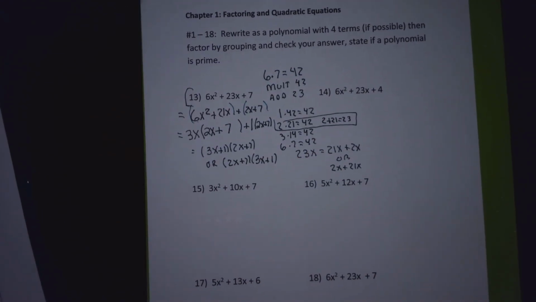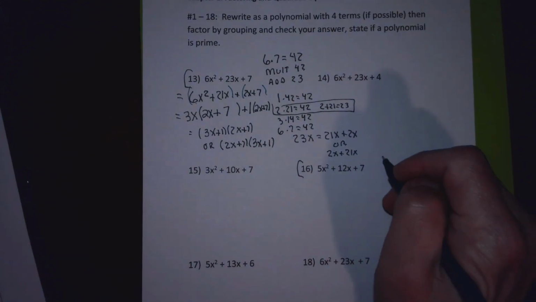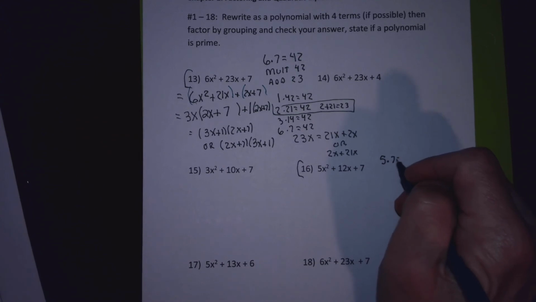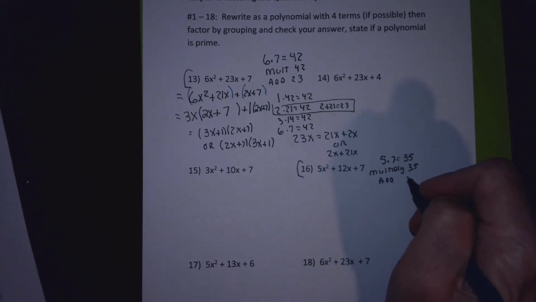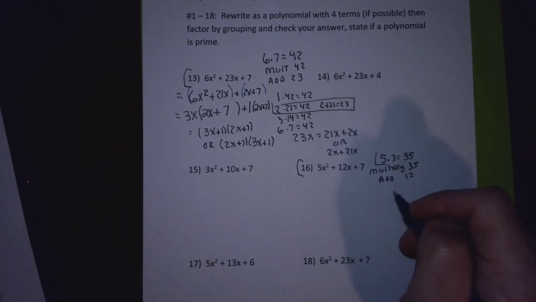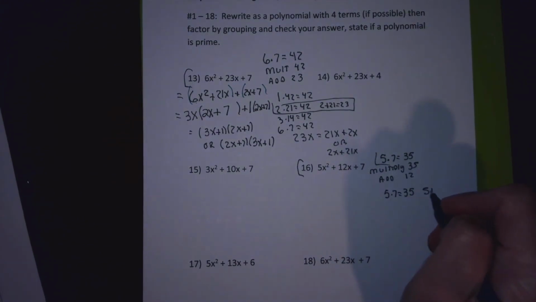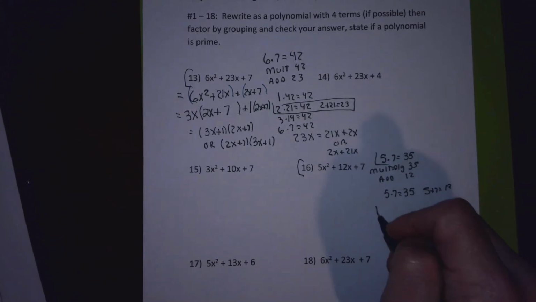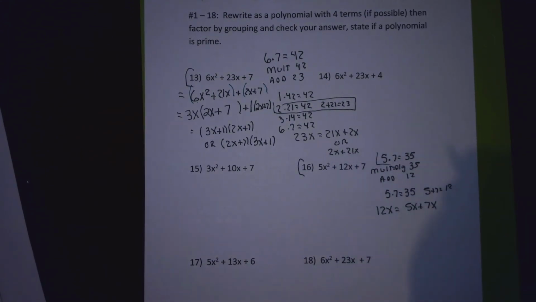How about one more, then I'll pause on the video. And let me do 16. You should do 15 and 17, but the video's getting long. So I'm going to start off, I'm going to multiply the lead coefficient of 5 times the constant of 7 and get 35. I need numbers that multiply to 35 and add to 12, and that's the pair right there, because 5 times 7 is 35, and 5 plus 7 is 12. So I'm going to make the 12x into 5x plus 7x.